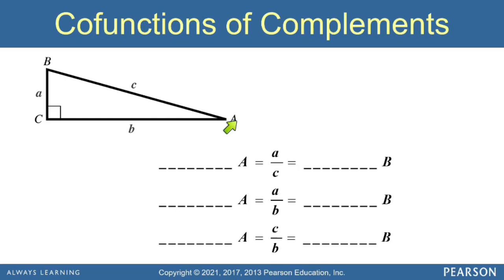So first, let's start with angle A, and let's think about A over C. If we're coming from angle A, then A over C would be opposite over hypotenuse, and we know that opposite over hypotenuse is the sine function. But if we're coming from angle B, A over C would be adjacent over hypotenuse, and so that would make it the cosine of B. So A over C is the sine for angle A, but it's the cosine for angle B.